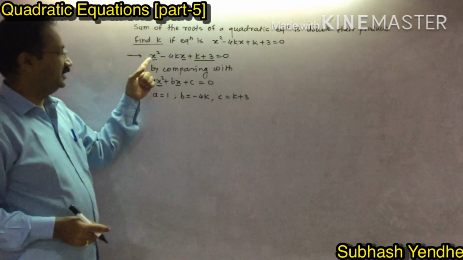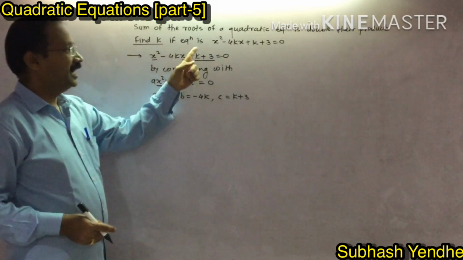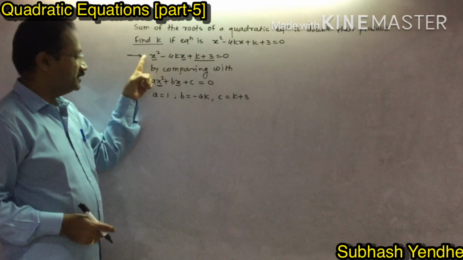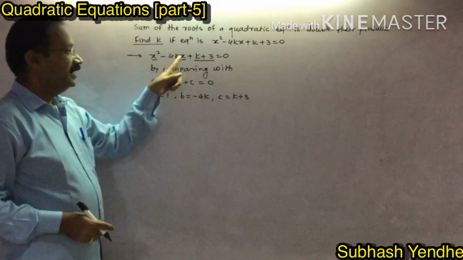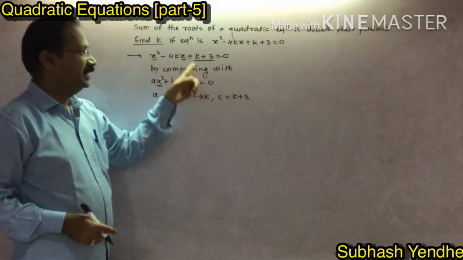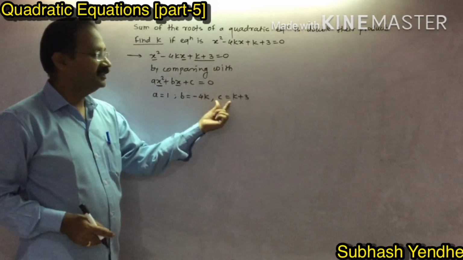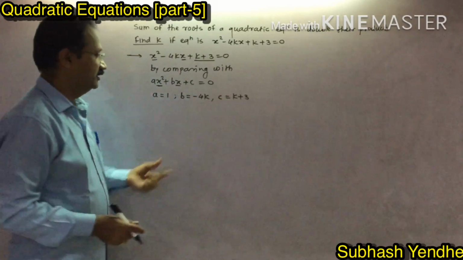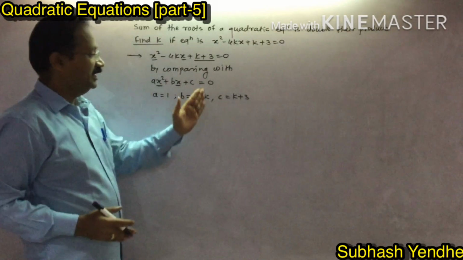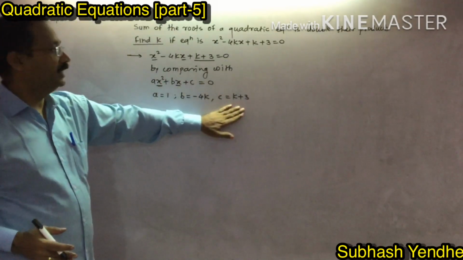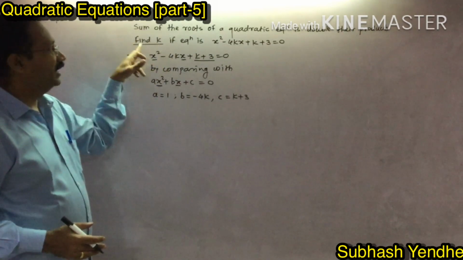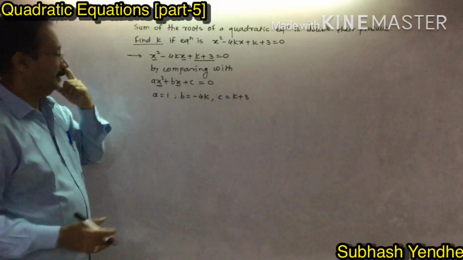Here you cannot say that k or 3 alone is the value of c. The x square coefficient is the value of a, the x coefficient is the value of b, meaning minus 4k, and the remaining part is nothing but the value of c. So here I got it: a equals 1, b equals minus 4k, and c equals k plus 3. Now what do you have to find out? Find the value of k.